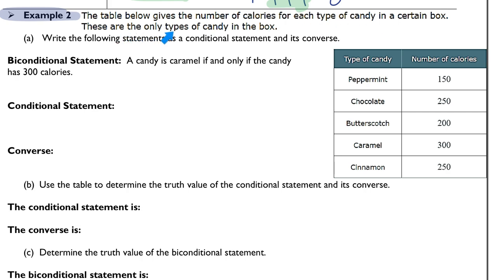These are the only types of candy in the box. So we have peppermint, chocolate, butterscotch, caramel, cinnamon. And these are the number of calories for each of them. Notice how chocolate has 250 and cinnamon has 250 as well. The rest are all distinctly different.